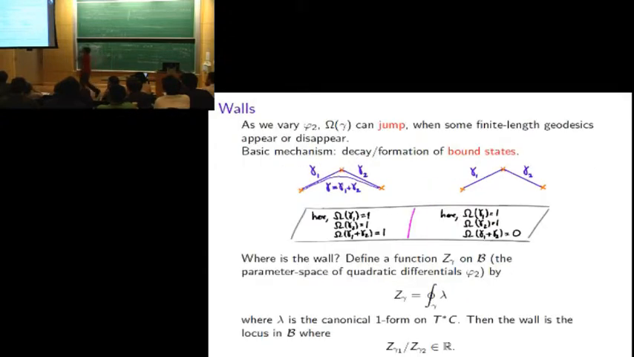Well, how does that actually happen? So I said it jumps, but why does it jump? So the basic mechanism for what happens is the decay or formation of bound states. So what's a bound state?